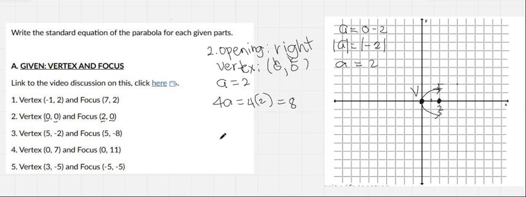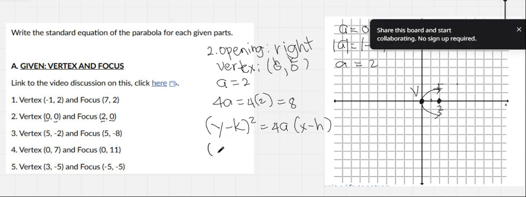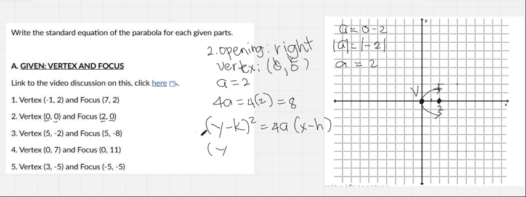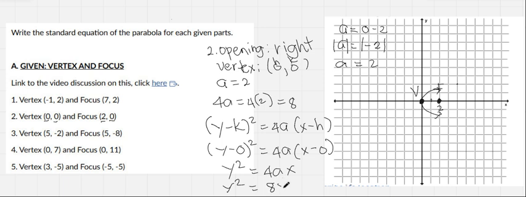So writing now our standard equation, since this is opening to the right, we start with (y minus k) squared equal to, to the right, that means to say we're facing the positive numbers, 4a times (x minus h). Replacing everything, we've got (y minus 0) squared equal to 4a times (x minus 0). So simplifying this is y squared equal to 4a times x. Our 4a there, replacing that one, 4a is 8 times x. So there you go. This will be our standard equation of the parabola.